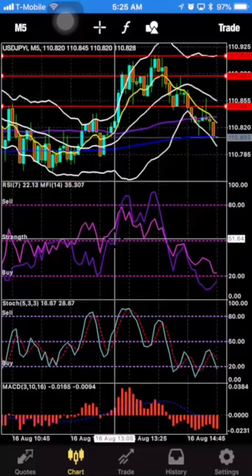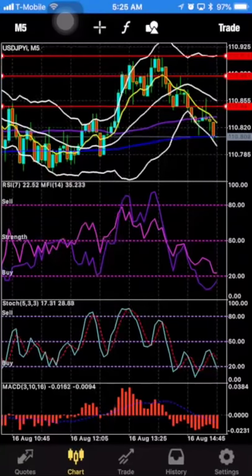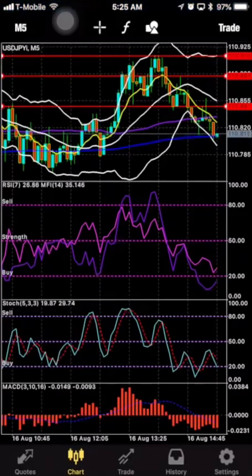Hey guys, so I know that some of you have messaged and requested to see how I use the moving averages scalping strategy. So this is a 5-minute chart. I'm trading USD JPY and this is the New York session. And I know this screen looks very busy, but just bear with me.